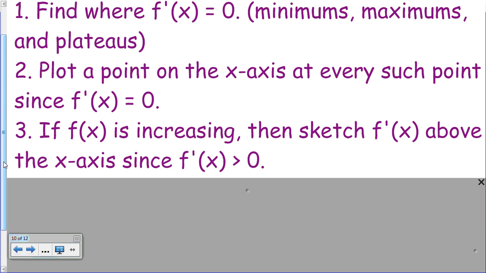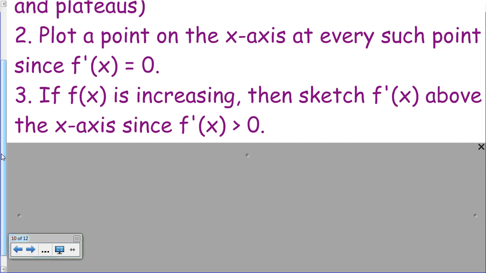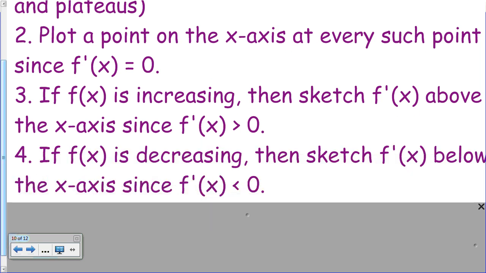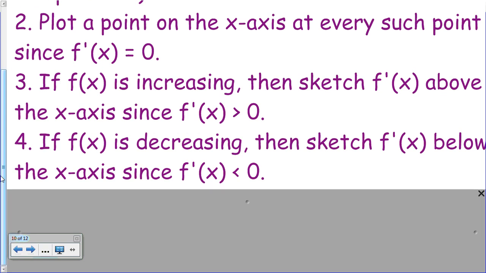The opposite then is true if the function is decreasing. That's the fourth step here. If f of x is decreasing, then sketch f prime of x below the x-axis. And again, that's because f prime would be less than 0. If f prime is less than 0, I want to plot a y value that's less than 0. Y values that are less than 0 lie below the x-axis. And for most functions, we're going to find that this is enough information to give us a very good sketch, but sometimes we might need a little bit more help here.